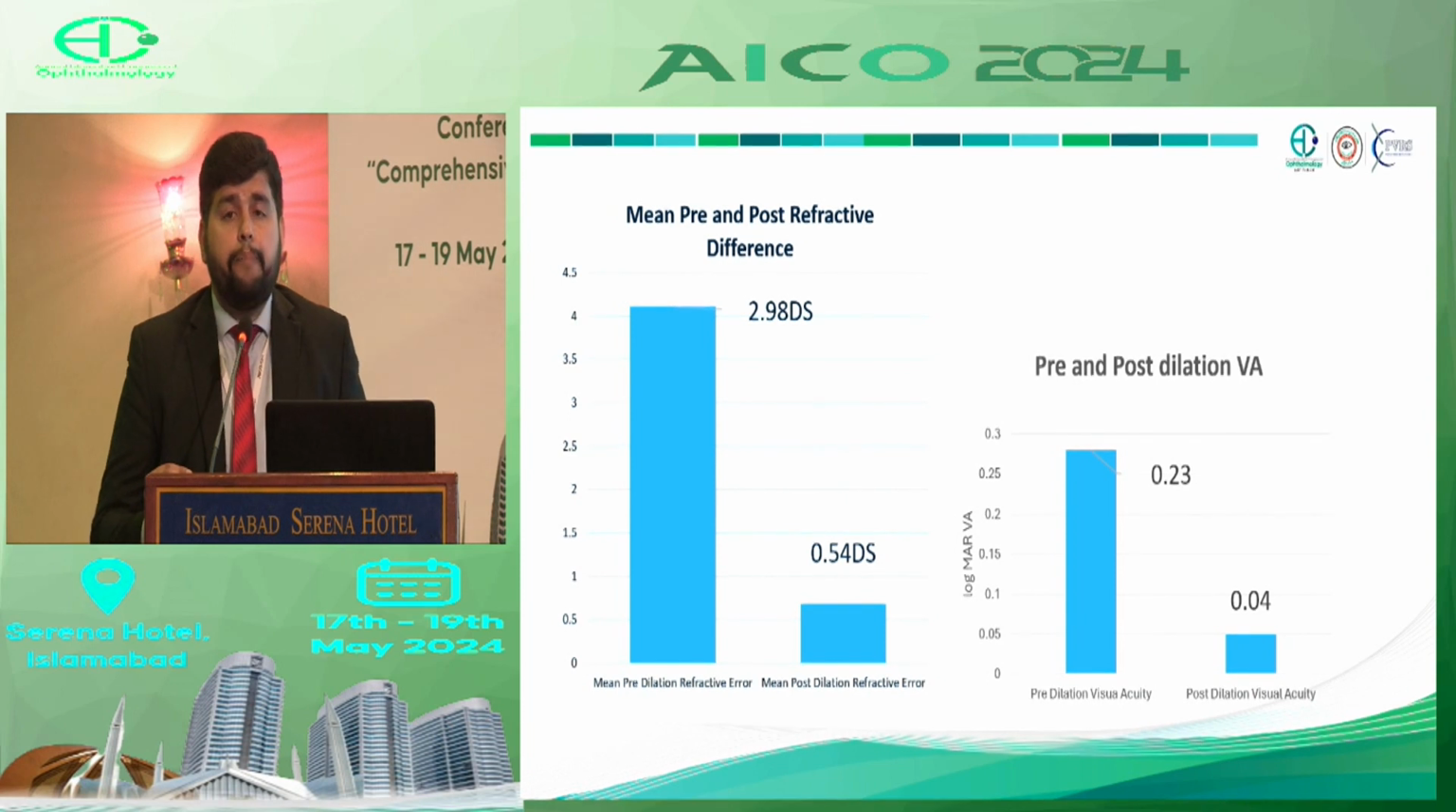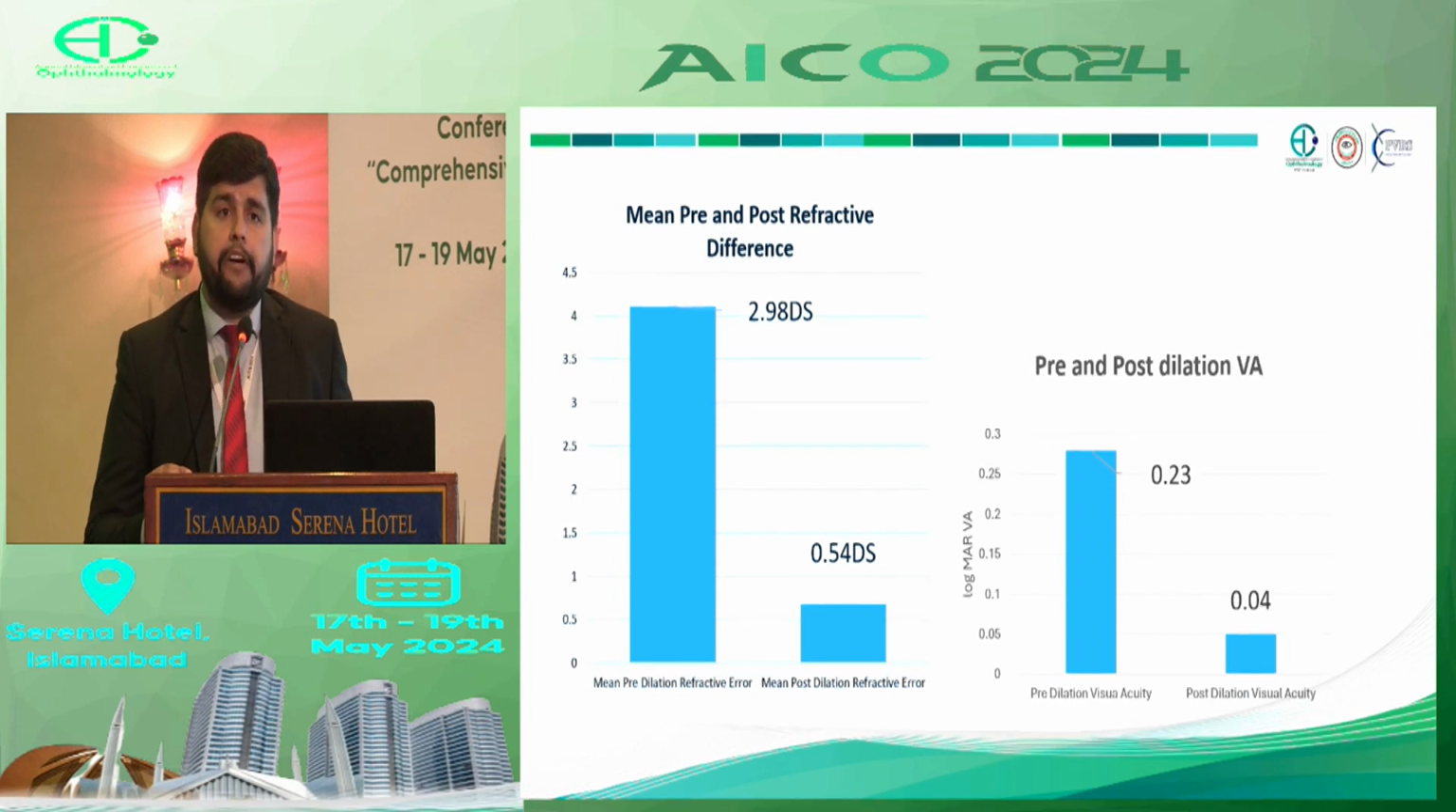This is the mean pre and post refractive difference. Why do we go for a cycloplegic refraction in a patient? Because the patients were having a myopic refractive error. However, their visual acuity was not corresponding with the refractive status of the patient's eye.